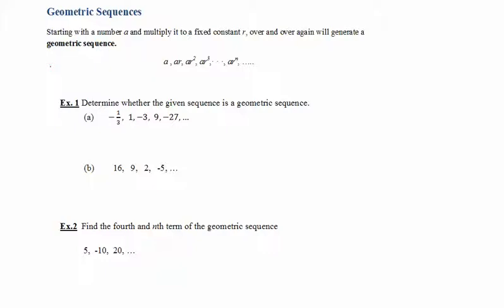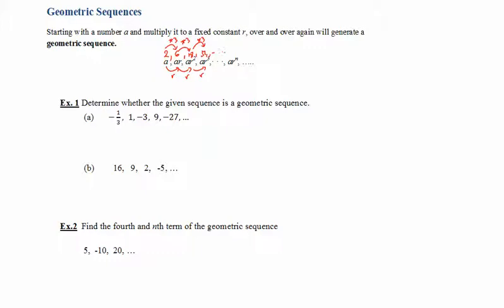So we start with a number a, and if we multiply this number a by the same ratio r over and over, we generate a geometric sequence. For example, if I start with 2 and then I multiply by 3, I'll get to 6. Multiply by 3 again, I get to 18. So the third term will be 18. Multiply by 3 again, we get 54, and so on.